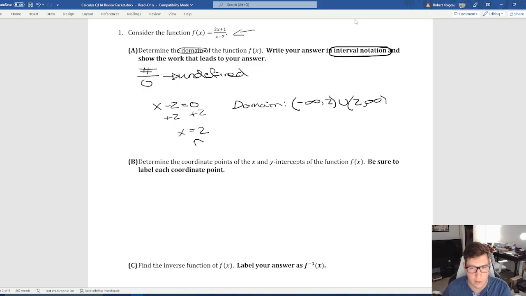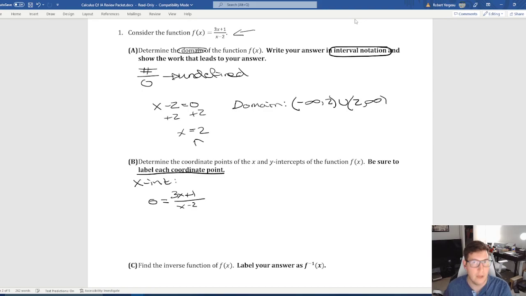Okay, if we take a look here now at part B, we're just looking to label the x and y intercepts of this function, and we need to be sure to label each coordinate point. Now, if we're labeling each coordinate point, hopefully it's tracking for us, so that means that our answers have to be coordinate points. And so let's start with the x-intercept. Remember that for the x-intercept, we're simply setting our y to 0. And so we're going to say, okay, well then 0 is equal to 3x plus 1 over x minus 2.